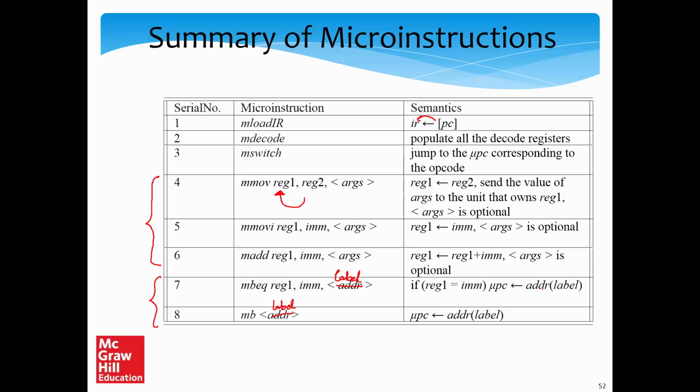So here, whatever is the address corresponding to the label in the micro program will be set to the value of the micro PC. And MB is an unconditional branch. So in this case, we will jump to the label in any case. So the micro PC is set to the address of the label. So these are the only 8 instructions that we introduce, and we'll use these 8 instructions to do all our work.